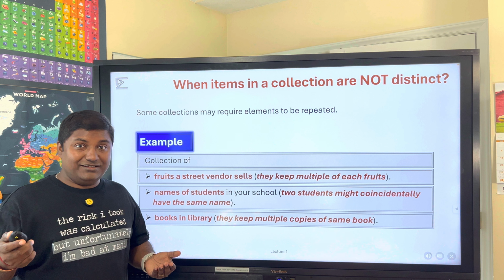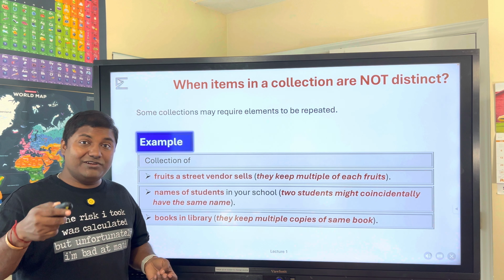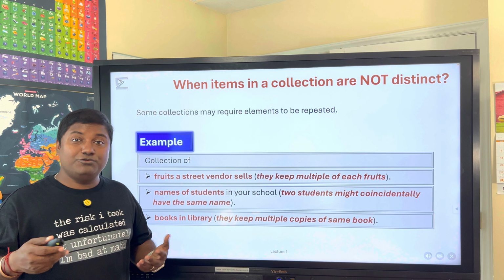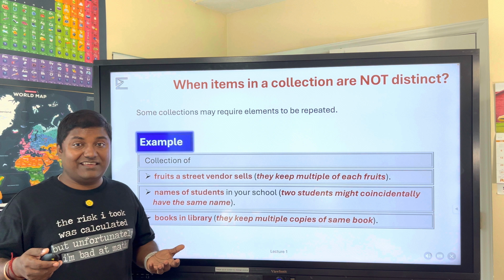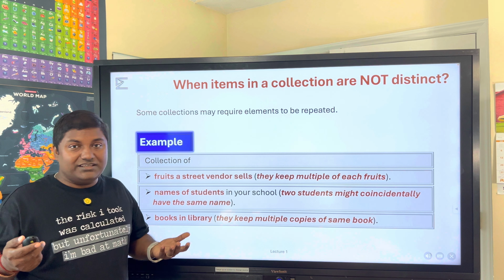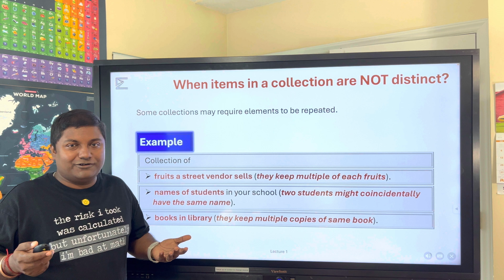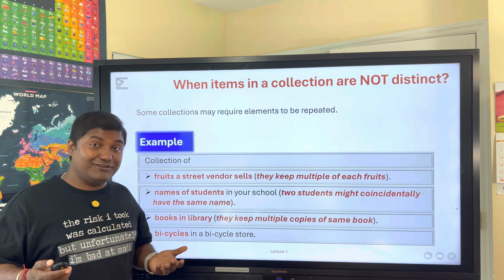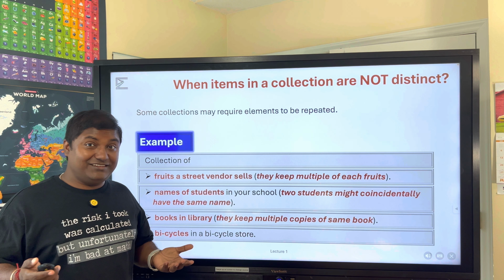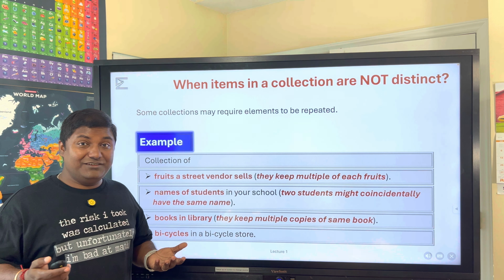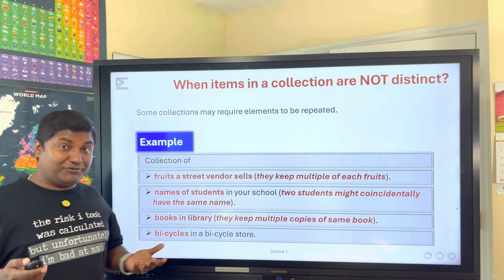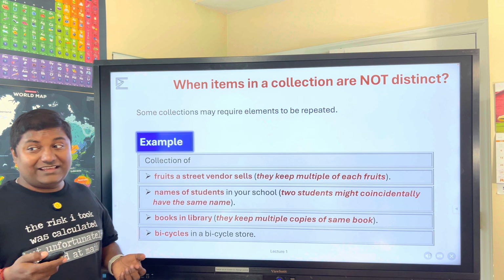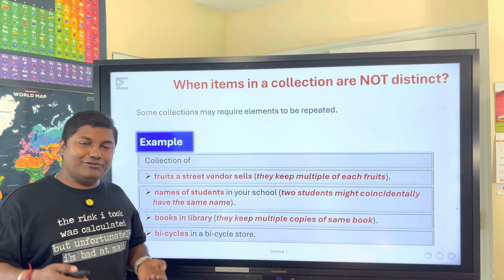Next, books in a library. When you go to the library, you see that there are multiple copies of the same book, right? The reason is that then multiple students will be able to access the same book. If they keep only one copy, it will be very difficult for all the students, right? If you go to a bicycle shop to buy a bicycle, what do you see? The seller keeps multiple copies of the same bicycle model, right? So these are examples of collections where the items are actually not distinct, not always distinct.